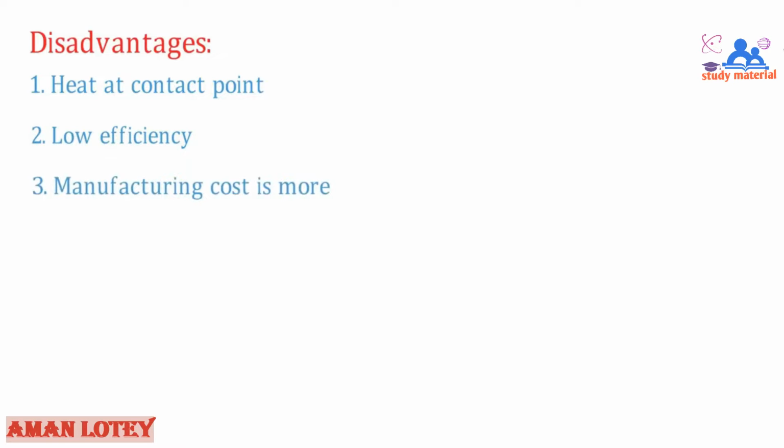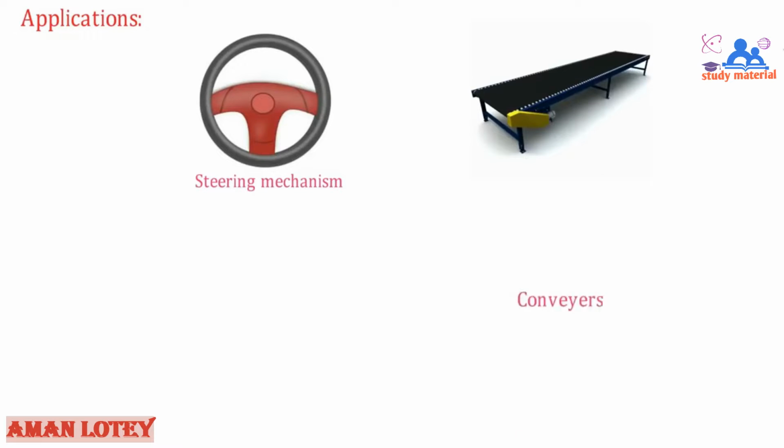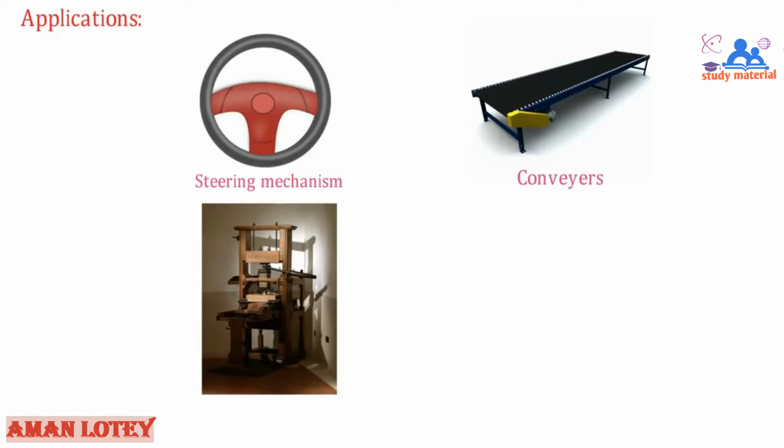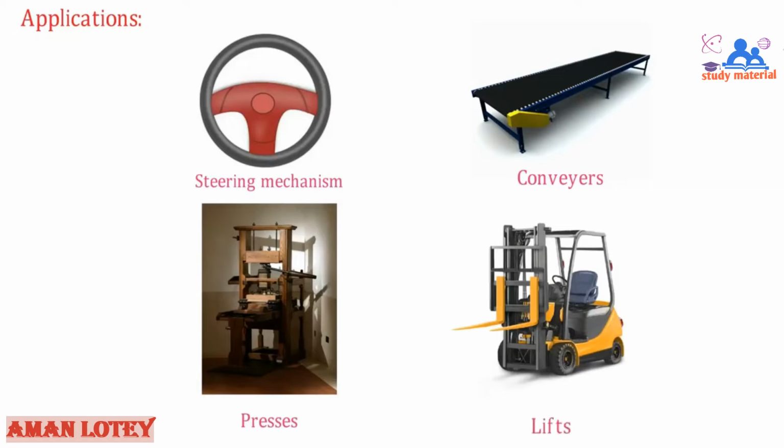Disadvantages of worm and worm wheel. This gear pair produces heat at contact point. Efficiency of these gears is low. Manufacturing cost is more as compared with bevel gears. It has high power losses. Applications of worm and worm wheel. There is steering mechanism in automobiles. It is used in conveyors. Worm and worm wheel is used in presses. It is used in lifts.